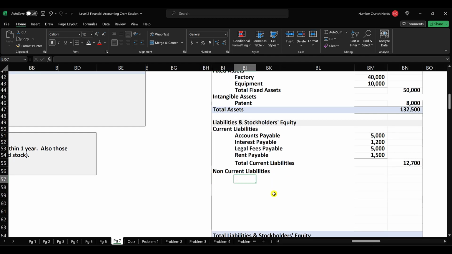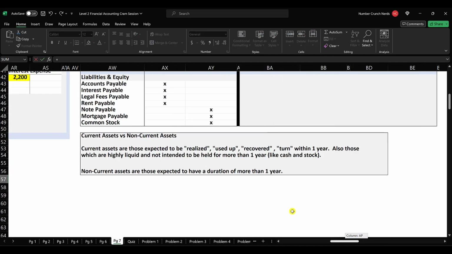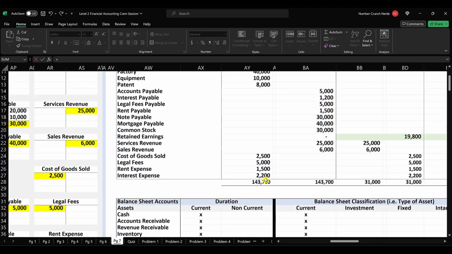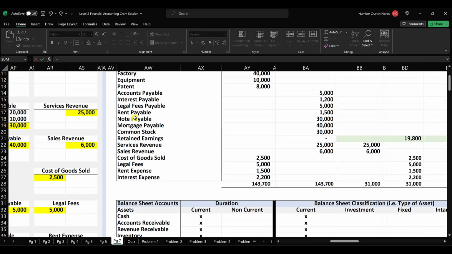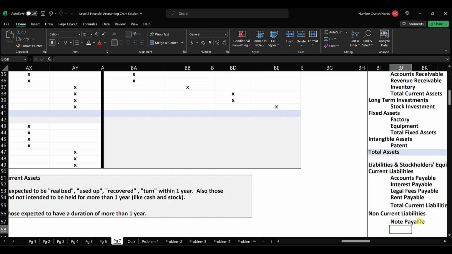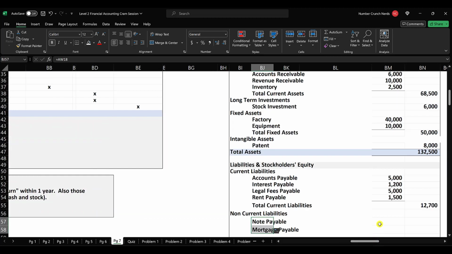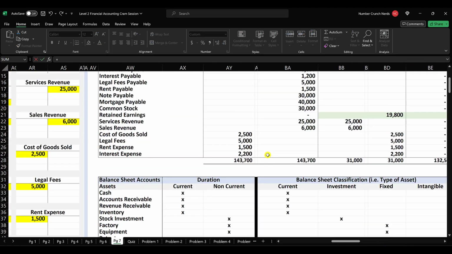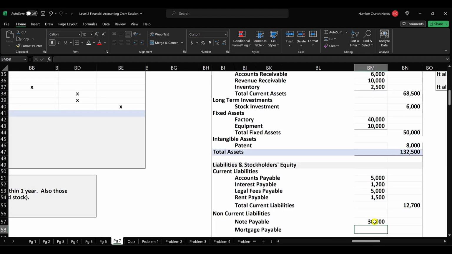So I'm going to go back to my trial balance. I'm going to find my non-current liabilities, which are starting with note payable. Right here, I have 2. I also have the mortgage payable. So I'm going to go here. I'm going to go to my subtotal column. I'm going to go back to the trial balance. I'm going to grab my note payable, and then I'm going to put it there.